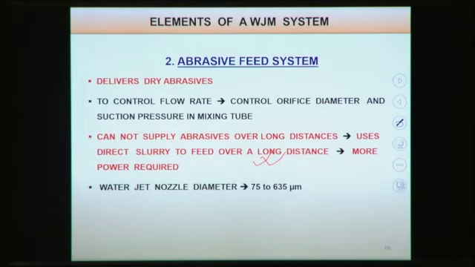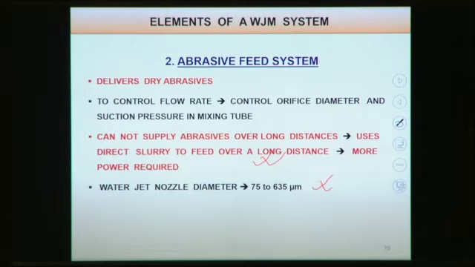Okay. So the water jet nozzle diameter is 0.075 to 0.635 millimeter, that is 75 to 635 microns. So this is a very small diameter, and the abrasive water jet nozzle is used to generate this high velocity. So even if a big size abrasive particle comes into this passageway, it will clog the entire nozzle.